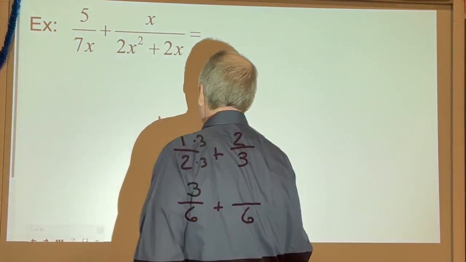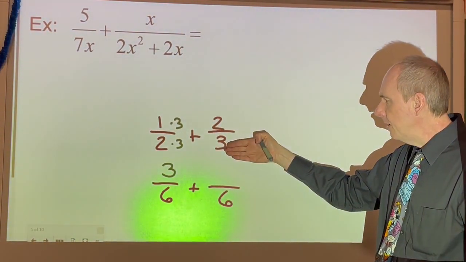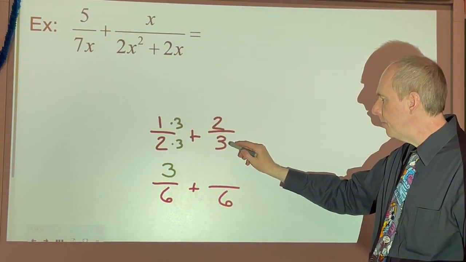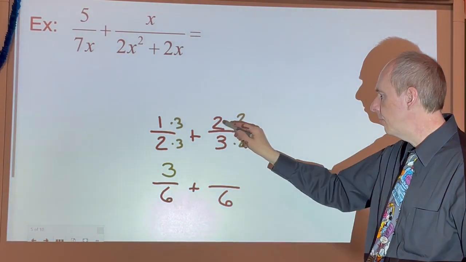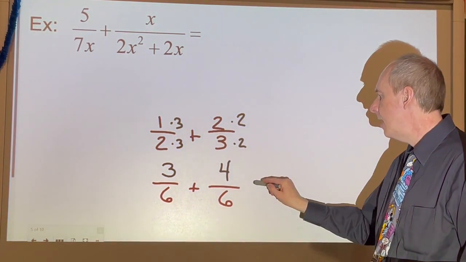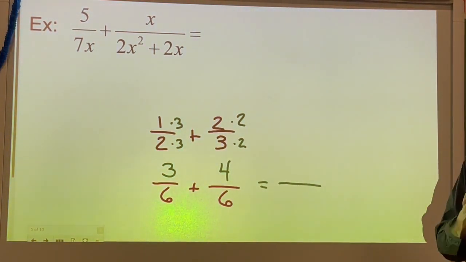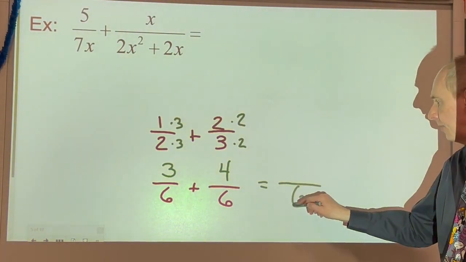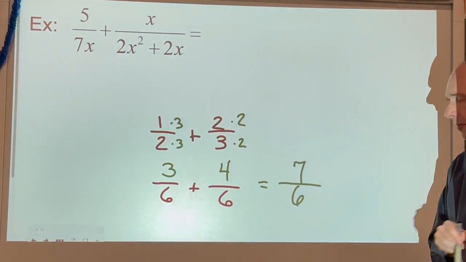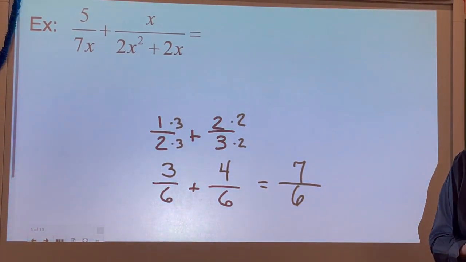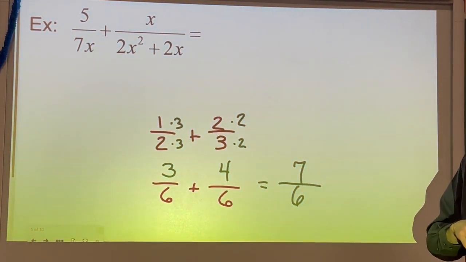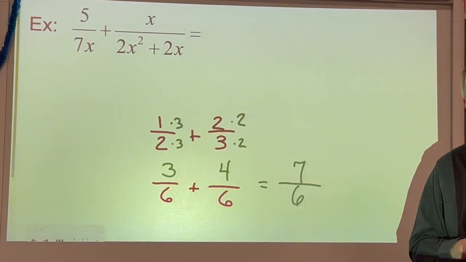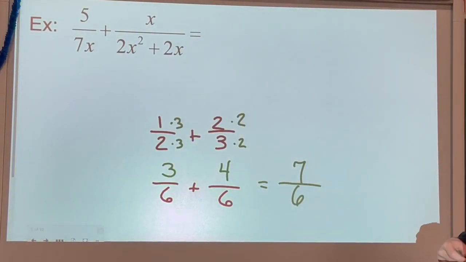What do I multiply the 3 by to get 6? Well, that'd be times the 2. So I multiply the top by 2. 2 times 2 would be 4. And if I now look, I have a common denominator of 6. Leave that alone. Add the 2 numerators, so you get 7 out of 6. So the first step is getting that common denominator. And one way to do it is to multiply each of the factors that's unique times the other.